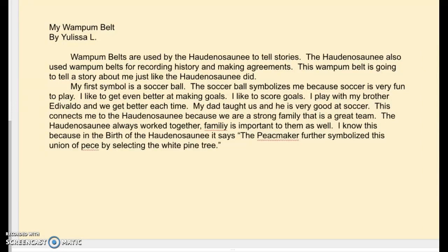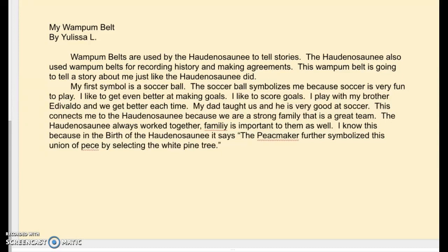The next slide is a published piece by one of the students I worked with, Ulissa. And you'll see her wampum belt up at the top. She has really nice paragraph form. She's definitely advanced, and she's worked very hard on her writing. And I'm just going to read you her final piece.